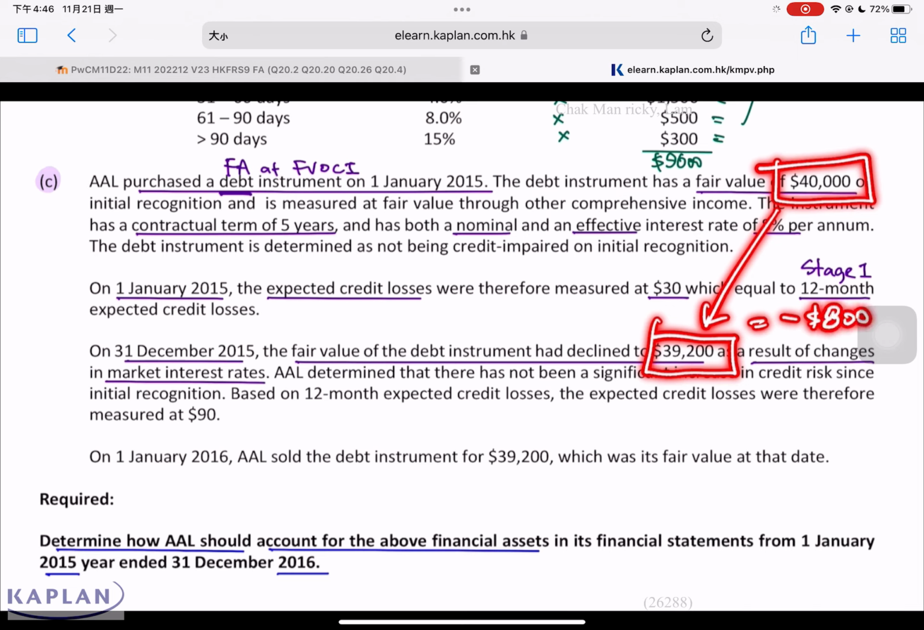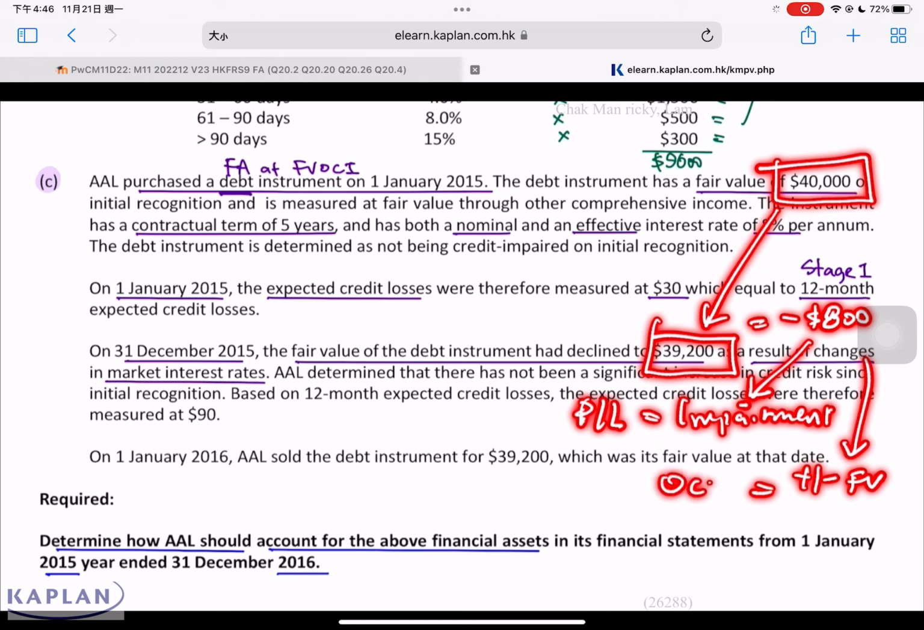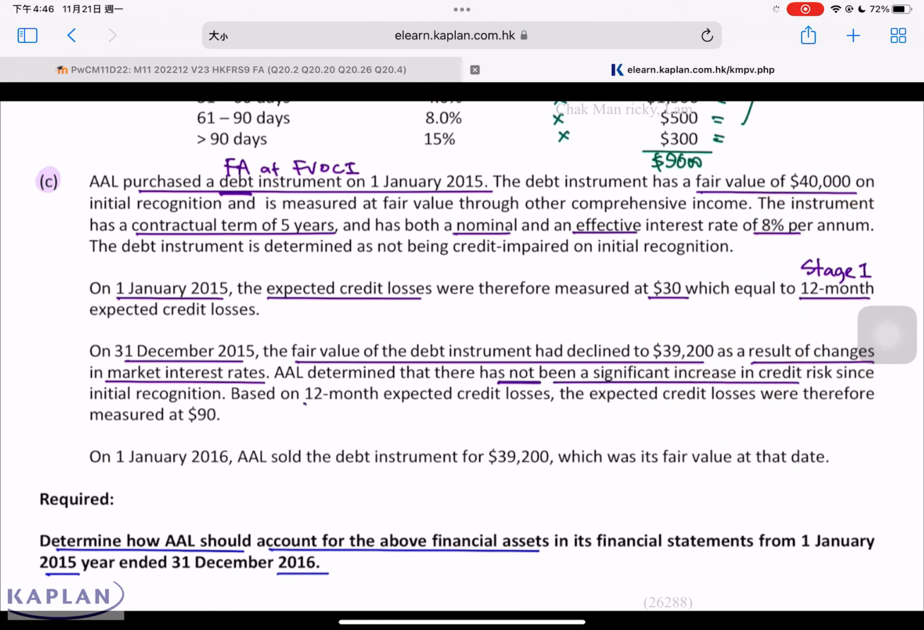Minus $800, there are two components. One component is the impairment loss. The other component is the plus minus in fair value. The impairment loss must be recognized in P&L. The plus minus in value is recognized in OCI. At the year end, based on the 12 months expected credit losses, it's still a stage 1 asset. The expected credit losses were therefore 90 because the question mentioned that there's no significant increase in the credit risk at the end. They sold the investment for $39,200 on 1st Jan 2016.